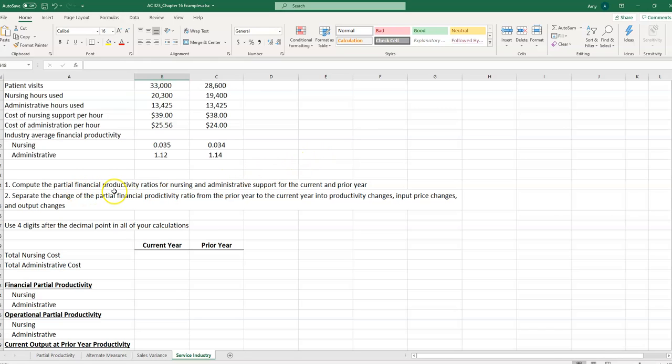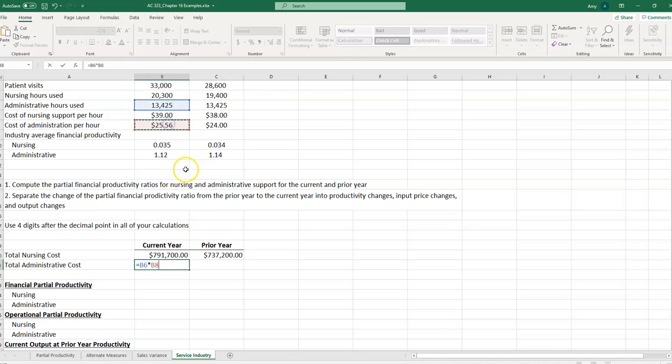So we're going to compute the partial financial productivity ratios for nursing and administrative support for the current and prior year. So what we're going to do first is figure out what our total cost was for both years. So the total nursing cost for year one is the total number of nursing hours used times the cost of nursing support per hour. And the total administrative cost is the administrative hours used times the cost of administration per hour.